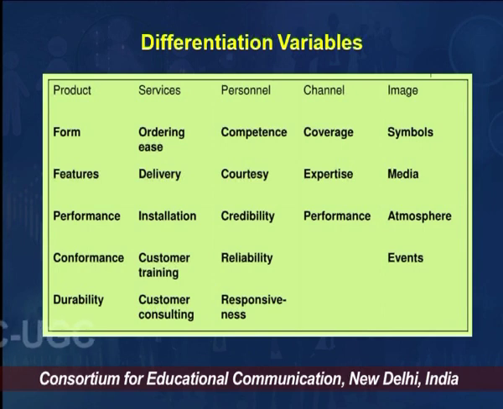If we talk about the channel, that yes, your channels of distribution are very strong, and it is the customer's convenience which is going to become a positioning strategy for your brand. In that case, the sub variables can be coverage of that channel, expertise with which they are going to deliver the product, and eventually their performance in providing this entire product from the producer to the customer. So, channel can also be one of your positioning strategies, and if we talk about the image, it can be the symbol, media, atmosphere, events with which you can position your product by making good use of your brand image or your company's image.